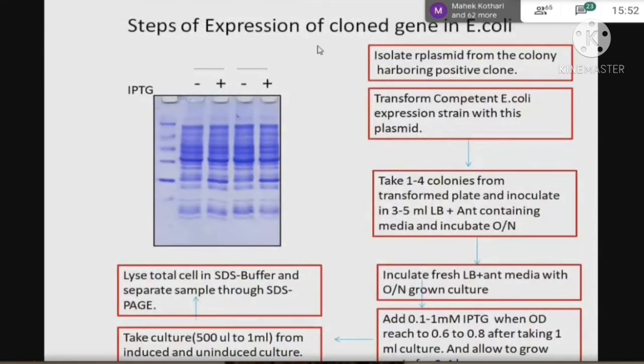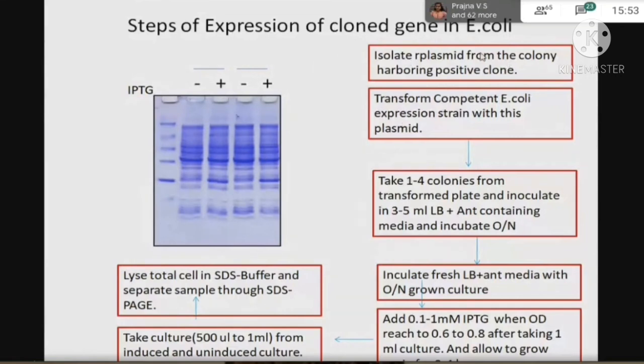How, after confirming the positive clone, do we proceed for expression? We isolate recombinant plasmid from the colony harboring the positive clone. When we studied that positive clone, we isolate plasmid from it. Then we transform competent E. coli expression strain with this plasmid. Now we are talking about expression strain again. That time we talked about cloning strain. We are talking about expression strain.